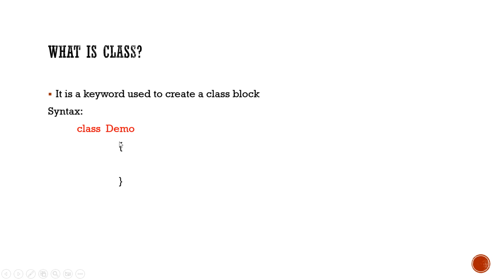So this is the class block, this is the open parenthesis, this is the close parenthesis, this is the keyword, and this is the name we give to that class. So class demo means this demo is a name. This is a demo class. So this is all about class.